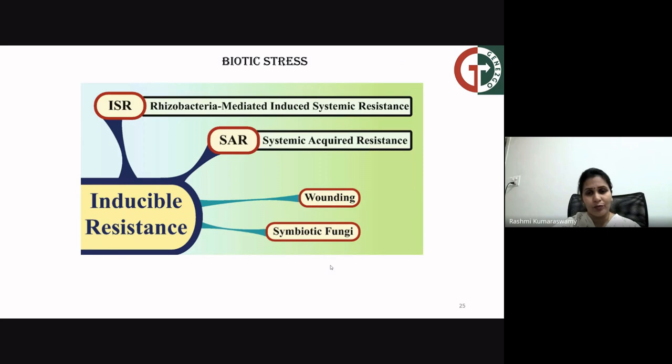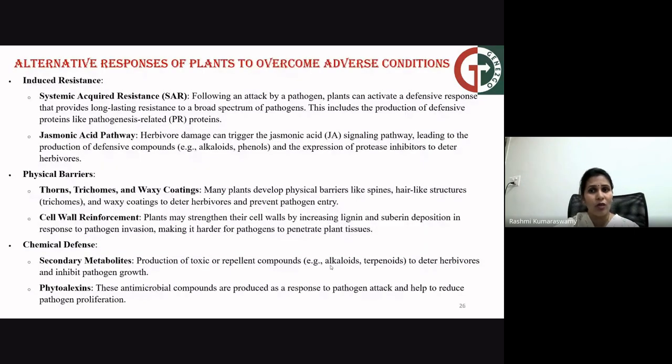Then, after covering most of the abiotic stress conditions and adaptive mechanisms in plants, let me explain about biotic stress condition. Particularly under biotic stress condition, plants will adapt systemic acquired resistance or rhizobacteria-mediated induced systemic resistance, and these are some of the alternative responses of plants to overcome adverse conditions. Particularly, it is through systemic acquired resistance.